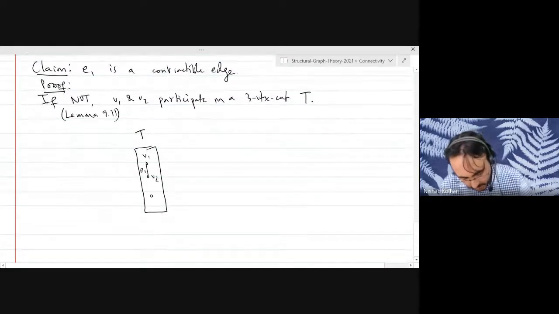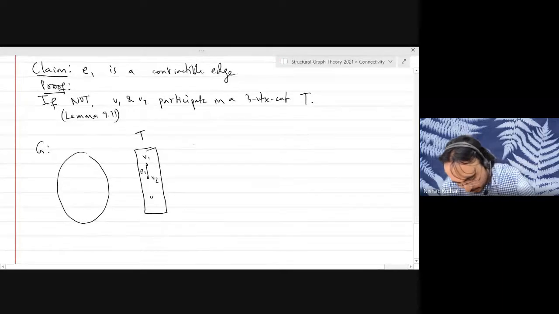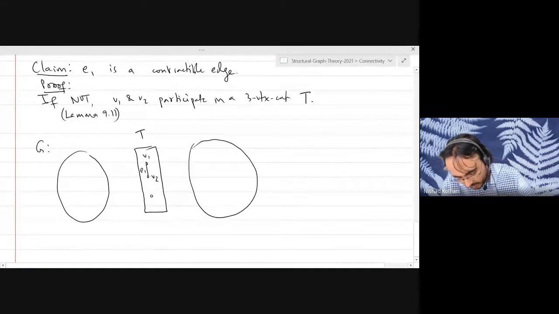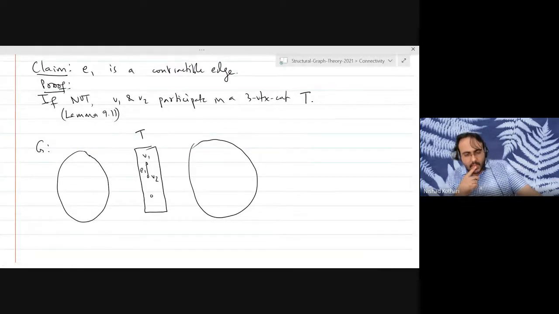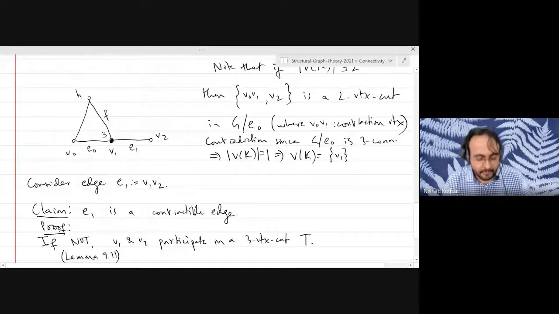Okay. And when you delete these vertices, you will get some components. It could be many components. I am drawing 2 components right now. Okay. Good. But we have some information about the structure of this graph.